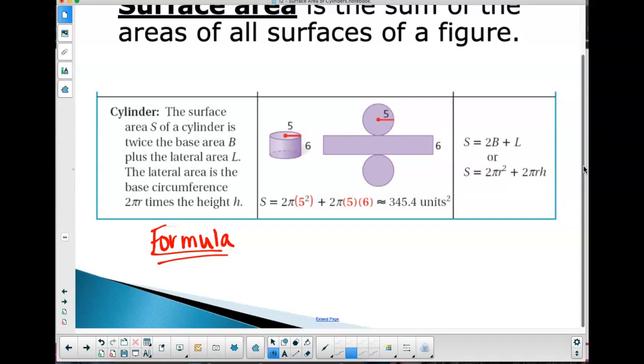Two circles and one long rectangle. Would you agree with that? So it's two circles, right? We have a circle, the bottom circle, and then this piece, if we unroll it, is really just one long rectangle. Everybody agree? Do we know how to find the area of all those things? So our formula really becomes two circles plus a rectangle.